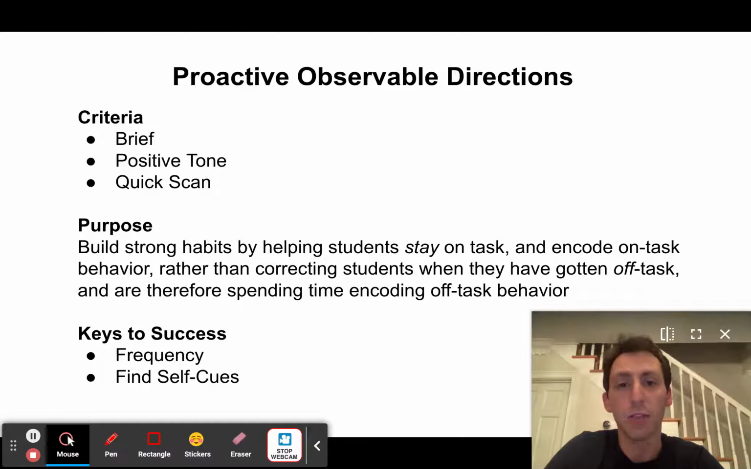The challenge of proactive observable directions is that you have to create a self-cue. Unlike reactive responses, correcting behavior, where you're cued by the student behavior, you don't have a cue here. And that's what makes proactive observable directions hard. That's why we often fail to use them, even though they're such a useful tool. We have to create our own cue.